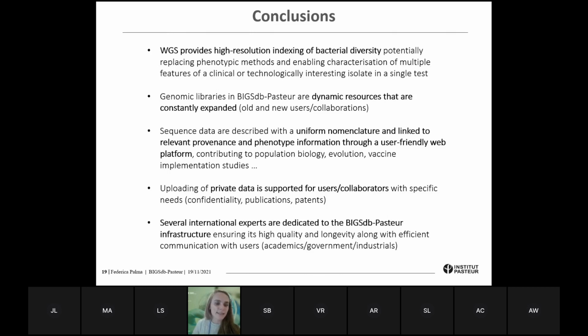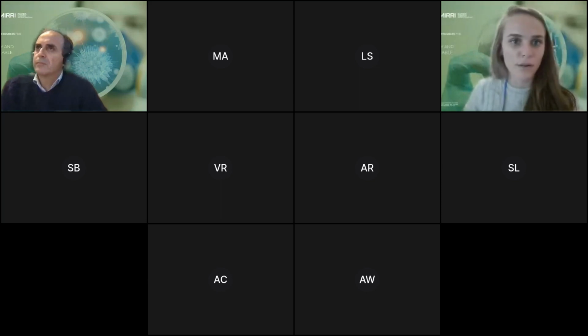Last but not least, the BIGSdb-Pasteur infrastructure quality and longevity is ensured by several groups of international experts, including microbiologists and bioinformaticians, who are dedicated to the platform, and that constantly communicate between them and ensure communication with end users, that can be from very different institutional backgrounds.